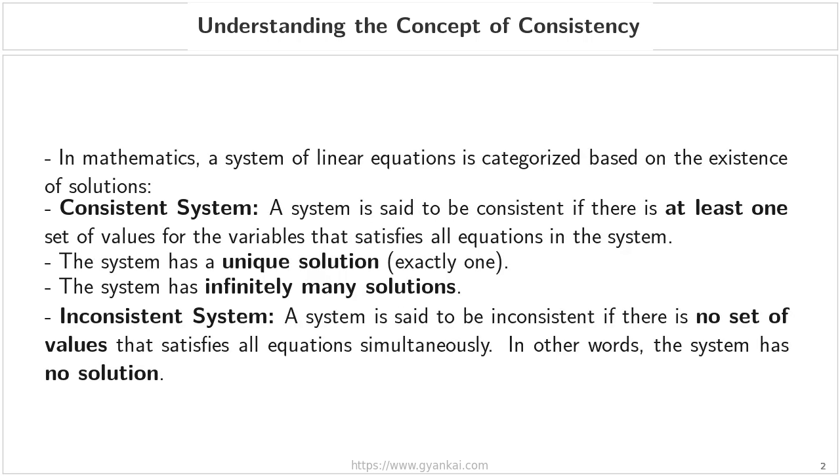On the other hand, we have an inconsistent system. This is the case where there is no set of values that can satisfy all the equations simultaneously. In simpler terms, there is no solution at all. In the next few slides, I'm going to show you the specific algebraic tools we use to distinguish between these different types of systems using matrices.